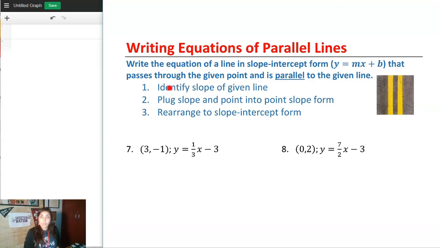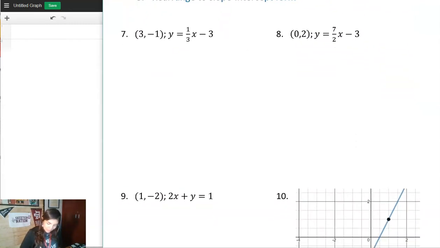Find the slope. Plug the slope and the point into point-slope form because you want the same slope. And then rearrange to slope-intercept form and check it in Desmos. Let's check out number 7 together. You will try number 8.